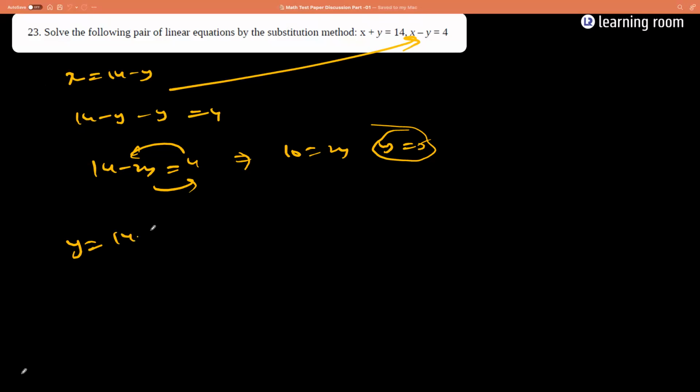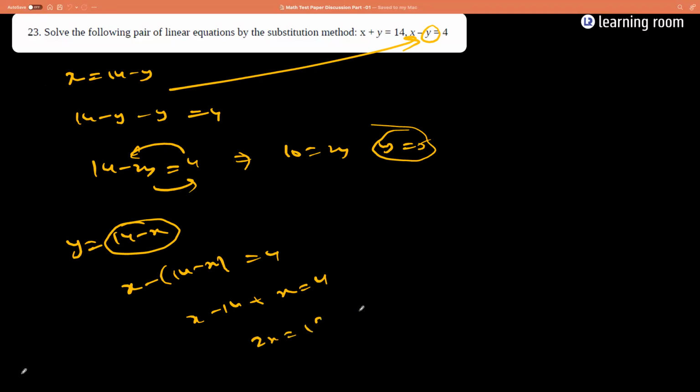Similarly, I have y is equal to 14 minus x. Take this and substitute it here. So x minus (14 minus x) is 4. So x minus 14 plus x is equal to 4. 2x is equal to 18. x will be 9.